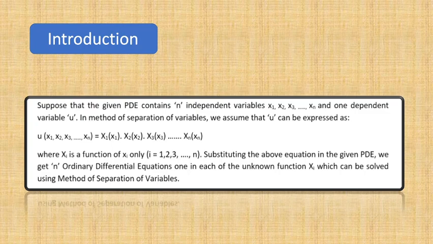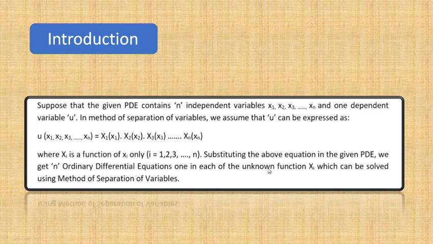In the method of separation of variables, we assume that u can be expressed as u of x1, x2, x3, etc., xn equal to X1 of x1 into X2 of x2 into X3 of x3 into etc., Xn of xn, where capital Xi is a function of small xi alone, where i can take values from 1, 2, 3, etc., n. This means that u can be expressed as the product of n functions, each of which is a function of a single variable, say x1, x2, x3, etc.